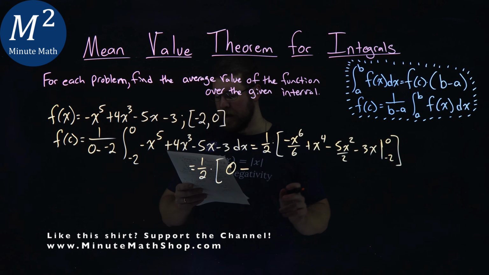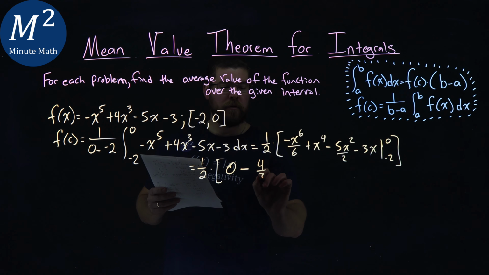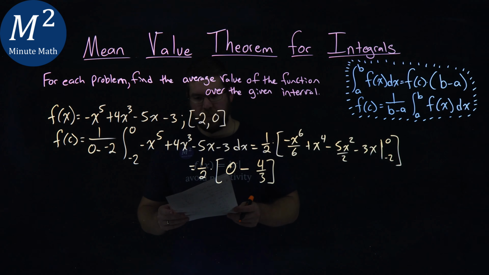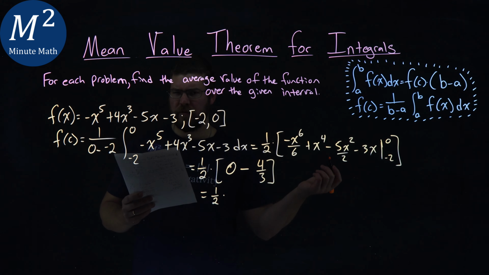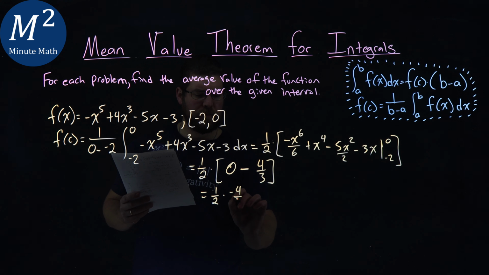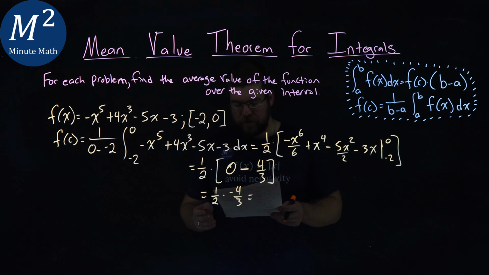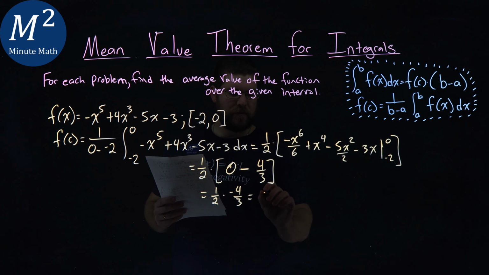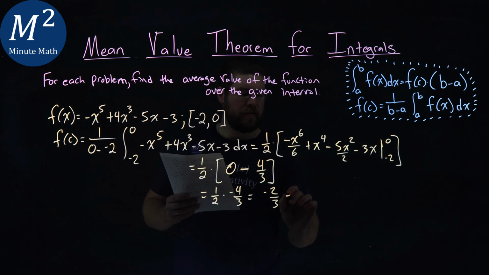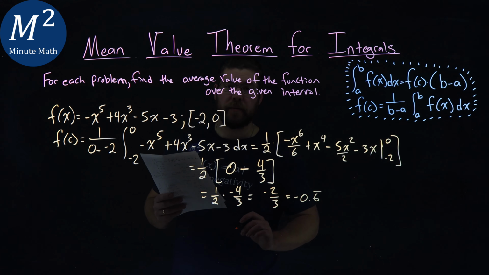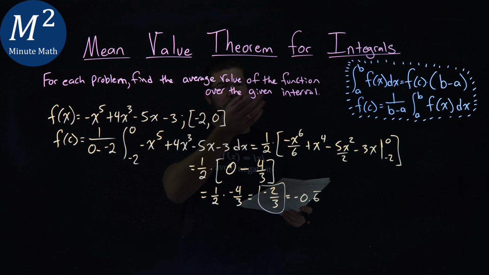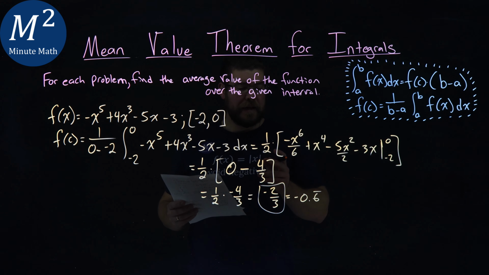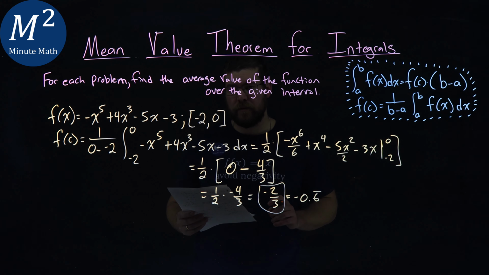Plug negative 2 in for x, and I got a positive 4/3 when it's all said and done. So now we just have 1/2 times, well, 0 minus 4/3 is a negative 4/3. And 1/2 times a negative 4/3 is a negative 2/3, which is a negative 0.6 repeating. And so we found our answer. Our average value of the function over our given interval was negative 2/3.